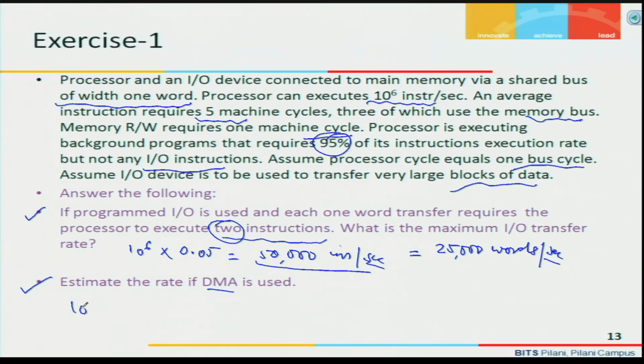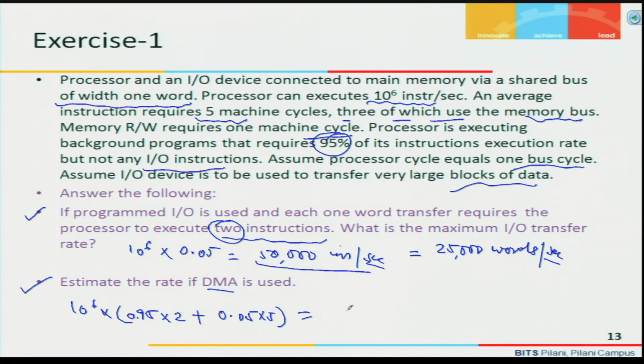So we have a total of 10 raised to the power 6 instructions. Now we have to calculate the number of cycles that DMA can steal. How many cycles are available? 95% of the instructions are background instructions, of which 3 cycles use the memory bus, so the remaining 2 are not using it. So from the 95%, 2 cycles it can steal, and for the remaining 5%, all 5 cycles are available, because there is therefore IO activity.